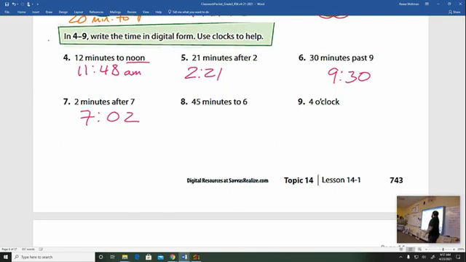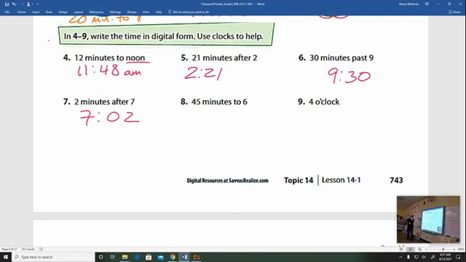21 minutes after 2. How many minutes is it until 3? Jack? 39. You got it. This one's easy, right? How many minutes is it until 10? Everybody should know this one. 30. That's right. How many minutes is it until 8? 58. Okay.